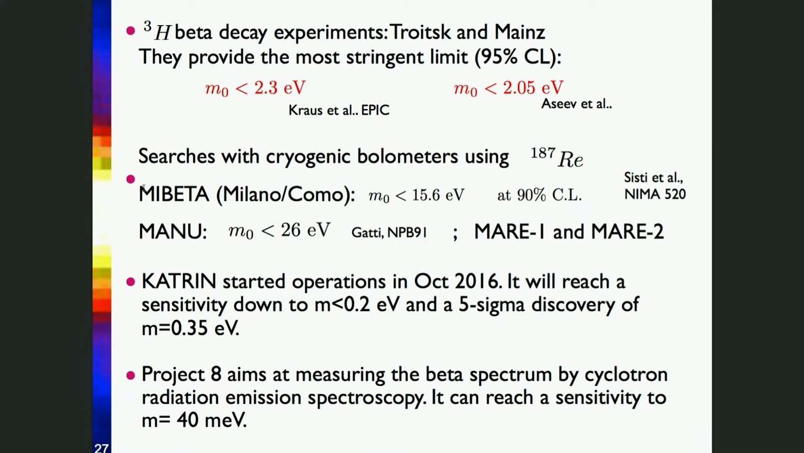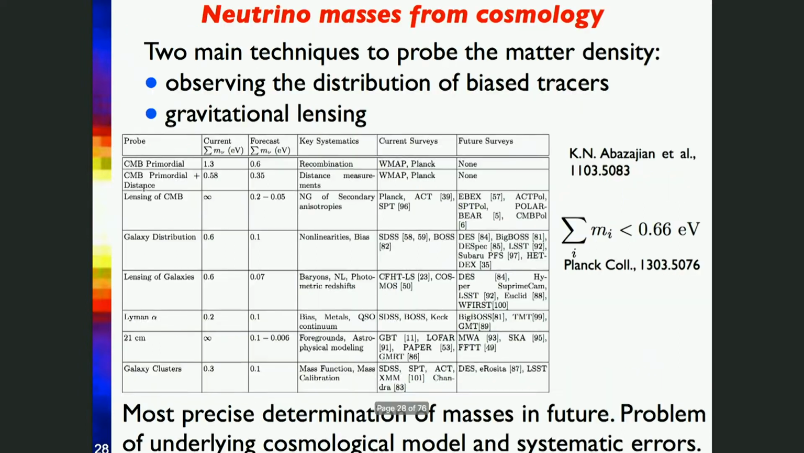There is now the KATRIN experiment, which is starting, and this will reach a sensitivity down to 0.2 eV. And because it's such an important piece of information, there are ideas to go beyond that, and there is Project 8, which is claimed to reach 40 milli-electron volts. We will discuss this in much more detail tomorrow. Just here to mention that, indeed, currently, the best bounds we have on neutrino masses come from cosmology.